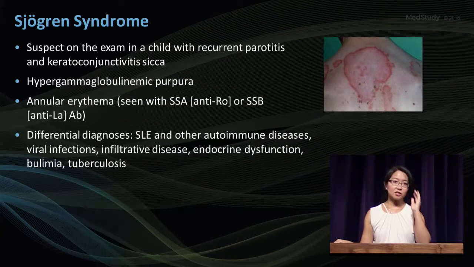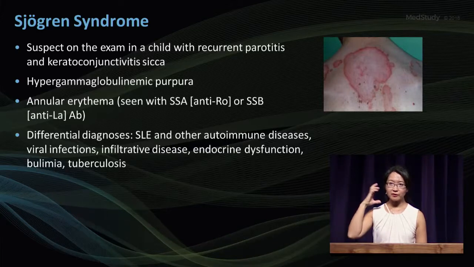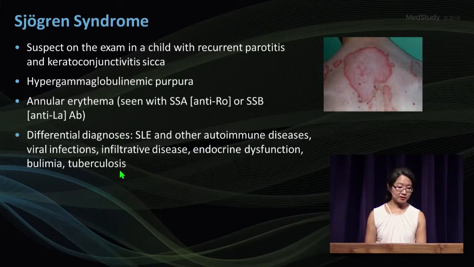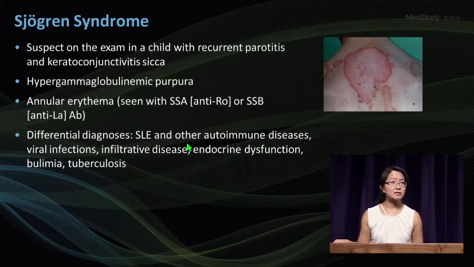So think about a child with Sjogren's if they present with recurrent parotitis, not just mumps, or keratitis associated with dry eyes. Now, these patients can present with SCLE lesions, subacute cutaneous lupus lesions. It looks almost like ringworm, central clearing, hypererythematous borders, heaped up, but it's photosensitive, okay? Patients also can present with hypergammaglobulinemic purpura, and the differential diagnosis would be lupus, other autoimmune diseases, tuberculosis, which is a great mimicker, as well as infiltrative diseases.